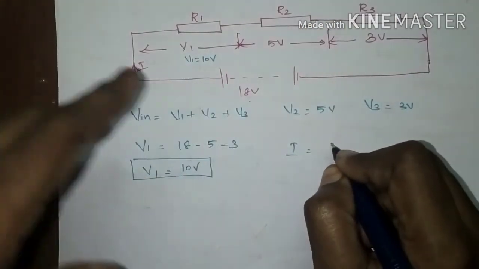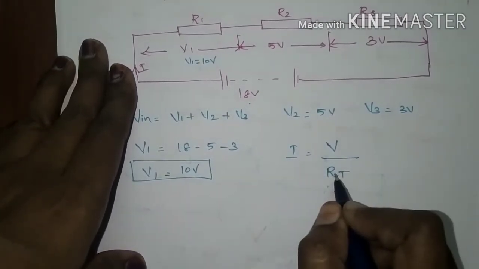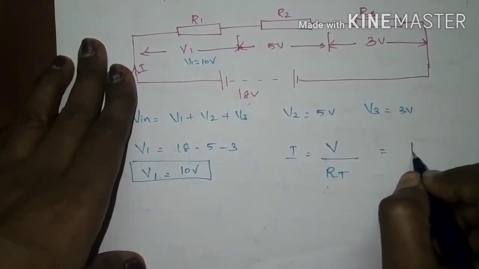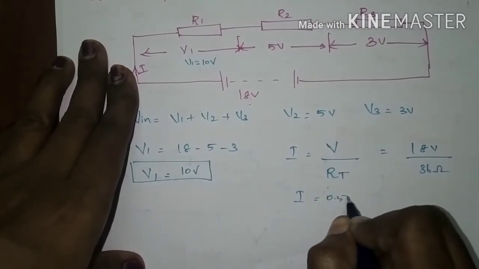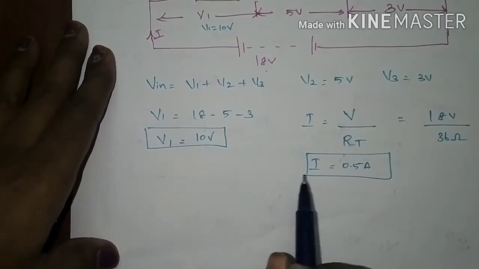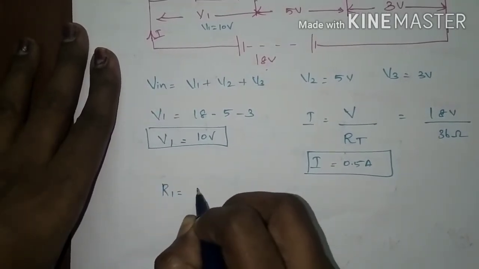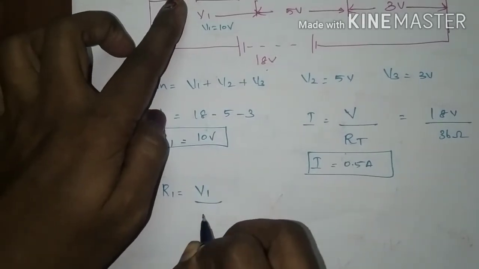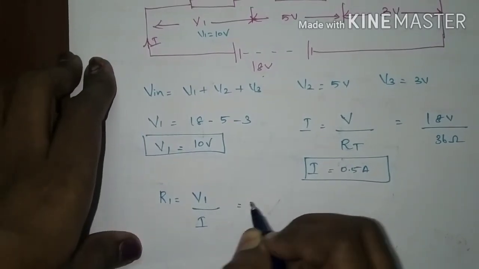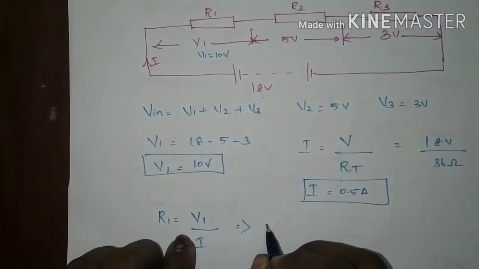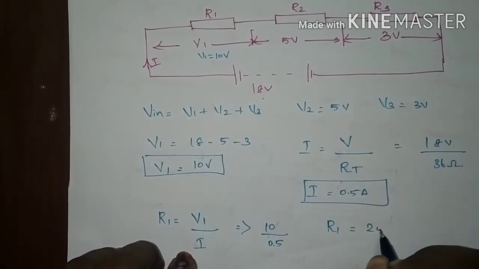I would be equal to the total supplied voltage divided by the total resistance present in the circuit. The total resistance is given in the problem as 36 ohms. So 18 volt divided by 36 ohms. The value of the current is 0.5 ampere. Don't forget the unit of current, voltage and resistance. We have to put the unit. And the value of resistance R1 is the potential difference across R1 divided by the current flowing through the circuit. Since the current flowing in a series circuit is the same, the current would be the same in all the cases. So R1 is equal to 10 divided by 0.5. So the value of R1 is 20 ohm.